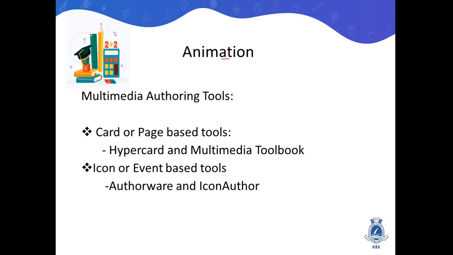The second category is icon or event based tools. In icon or event based tools, we develop icon based or event based tools. For example, we give some events to the animation: double clicking, clicking, focus, on mouse over, on mouse out, single click. This type of event we use to develop event based tools. Some of the tools of the event or icon based are Authorware and IconAuthor. So these are the second category.